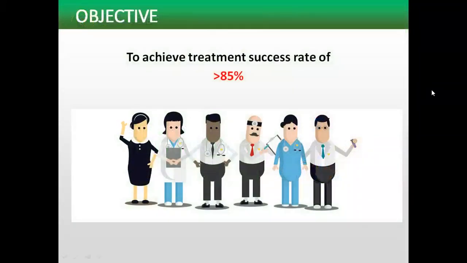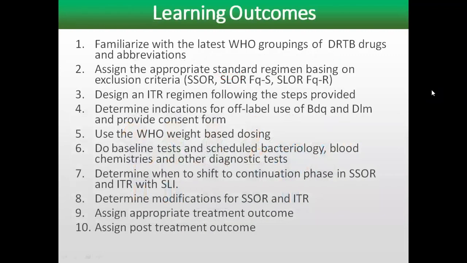Okay, so in the previous discussion, the treatment success rate of DSTB is at 90%. However, for the DRTB or the drug-resistant TB, the program objective is to achieve a treatment success rate of 85%. I hope that along the way, we will be able to cover all these 10 learning outcomes.